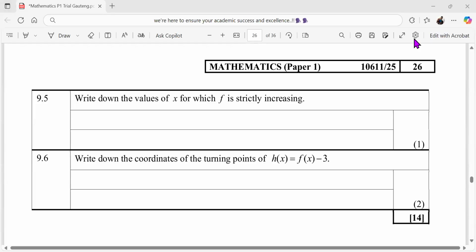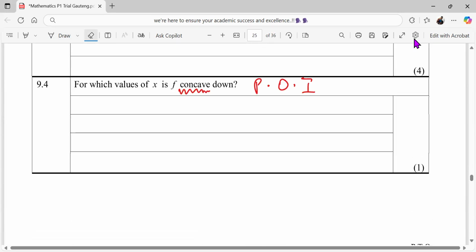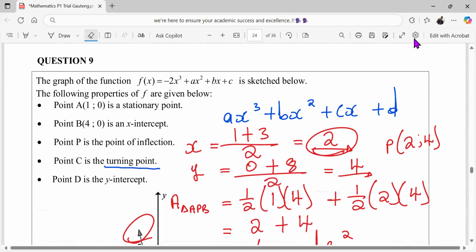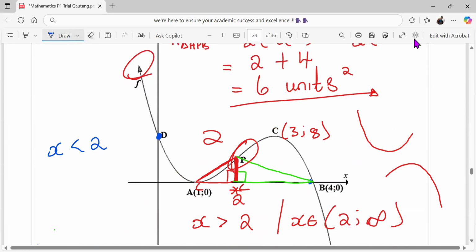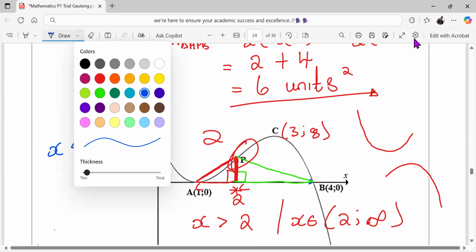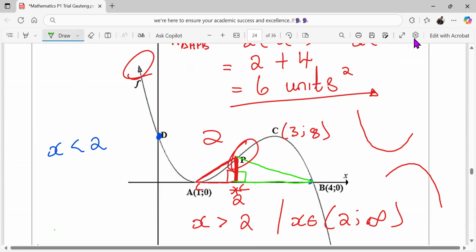The next one says, write down the values of x for which the function is strictly increasing. And this is important, because when the question says for which values of x is the function increasing, then you can also include the turning point if you like.